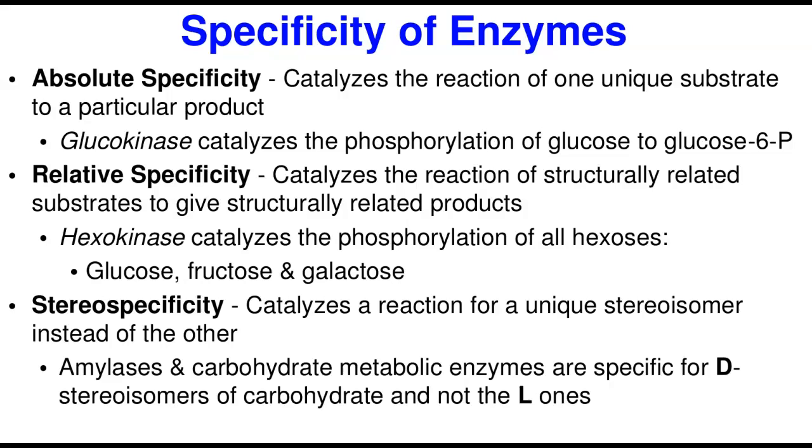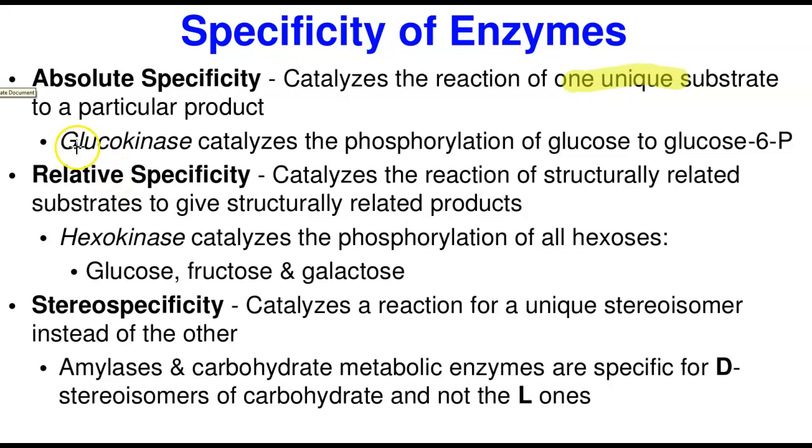So we now begin to break down the different types of specificity of an enzyme. Now, there are three types of enzyme specificity we're going to be talking about. Number one, the absolute specificity. In this case, an enzyme catalyzes the reaction of one unique substrate. It doesn't want to catalyze any other substrate. The enzyme says, okay, I want to do this particular substrate and convert it to a particular product.